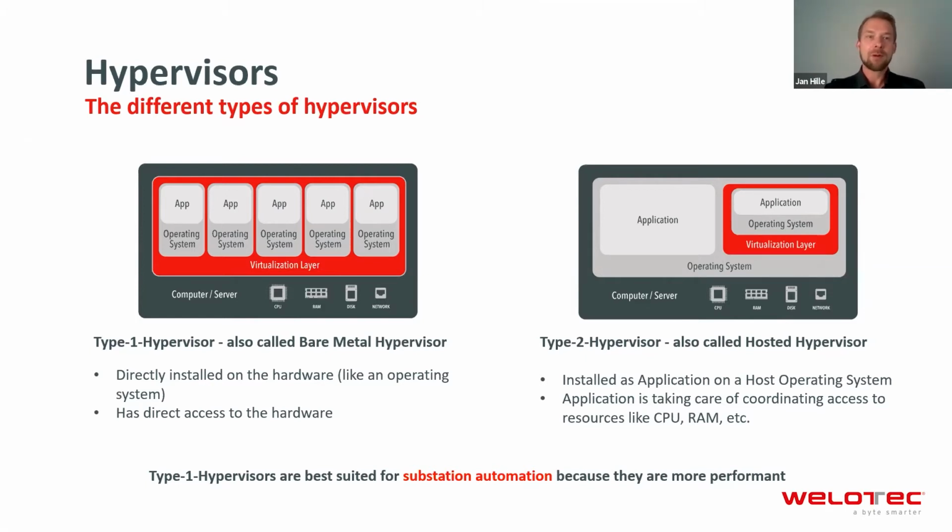Type 1 hypervisors are best suited for substation automation because they are the most performant, because they have direct access to the hardware, and also they don't have such a big attack surface. They are more secure because they are not relying on a separate operating system, which might have some vulnerabilities which can be exploited.